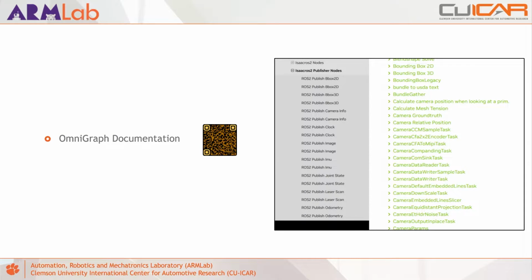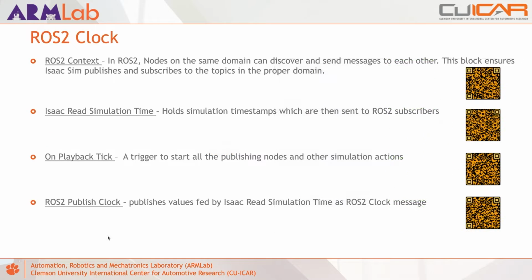So first one is ROS clock or ROS2 clock action graph. This action graph ensures that the Isaac Sim simulation time and the ROS2 time are synced. You can scan the QR code on the right and it will lead you to the documentation about each block or each node that is needed to create this action graph and what parameters they take in.